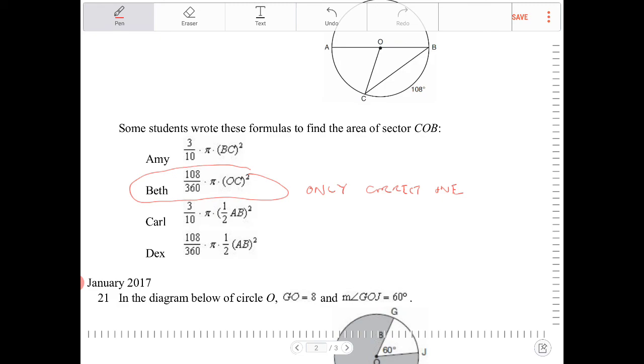Well, that's because this doesn't make any sense, because pi times 1/2 r squared is the area of a semicircle. This guy over here is a quarter of a circle, and this guy over here, BC, that's not anything. BC is a chord, not a radius. So that's the only one that's correct.